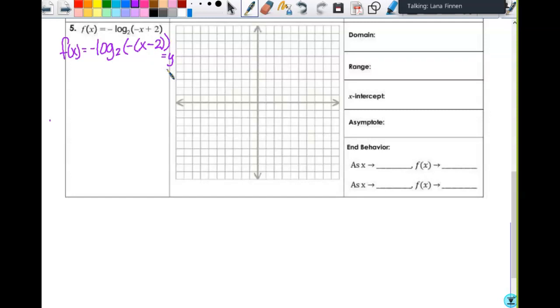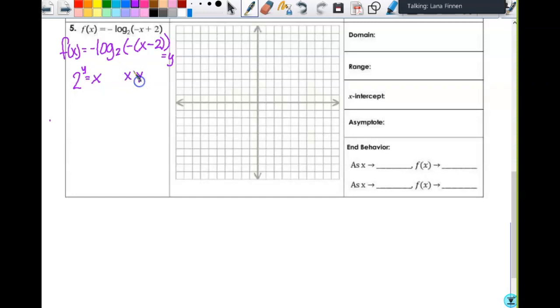Now, when we rewrite this in exponential form, I'm not rewriting the whole thing. I'm rewriting it as a parent function. The base of the log is 2. So I'm just going to do 2 to the y power equals x, just so I get the parent function anchor points, and then I'll translate like I know how to translate.